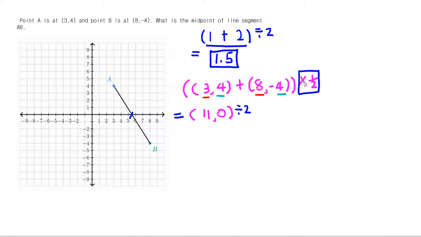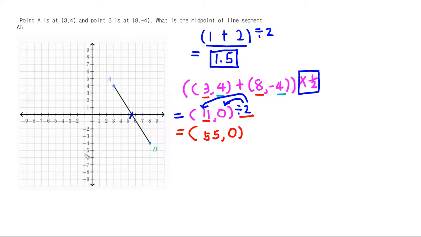And we can use this property in order to cancel out the parentheses right over here. If you do that, 11 divided by 2 is equal to 5.5, comma, 0 divided by 2 is just equal to 0.